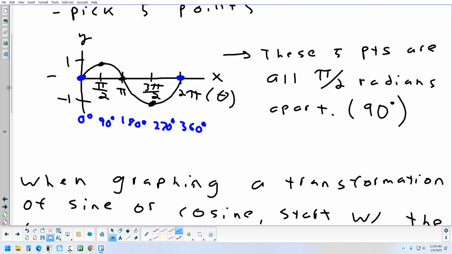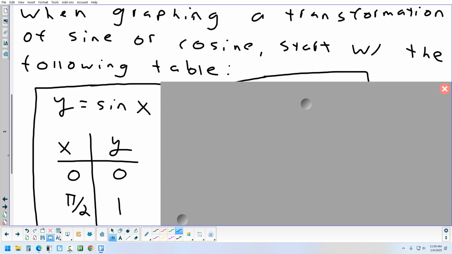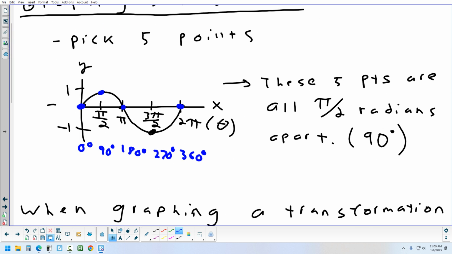Okay, how about this second point? I think they can give me the coordinate for that one. Yep, it's pi over 2, comma 1. We are going to do it in radians. So pi over 2, 1. There's your second one.